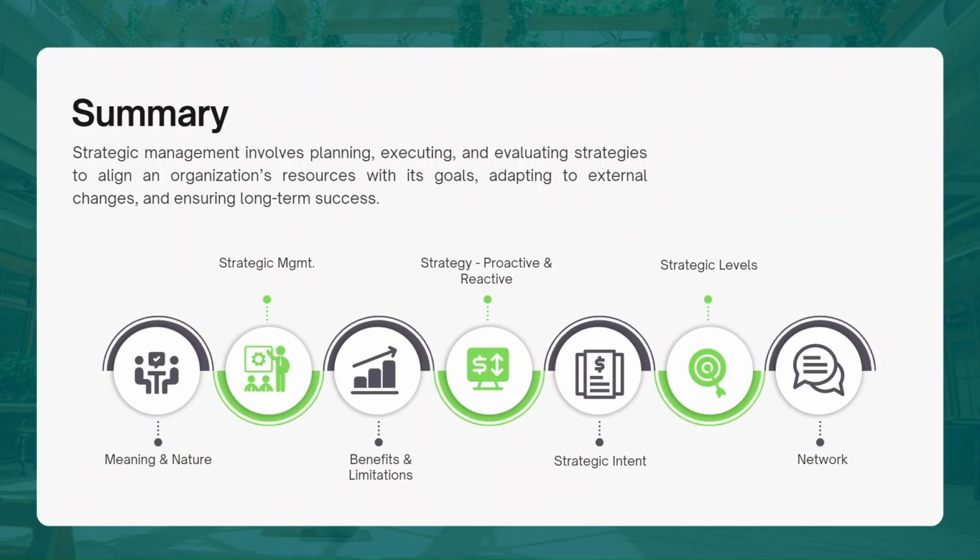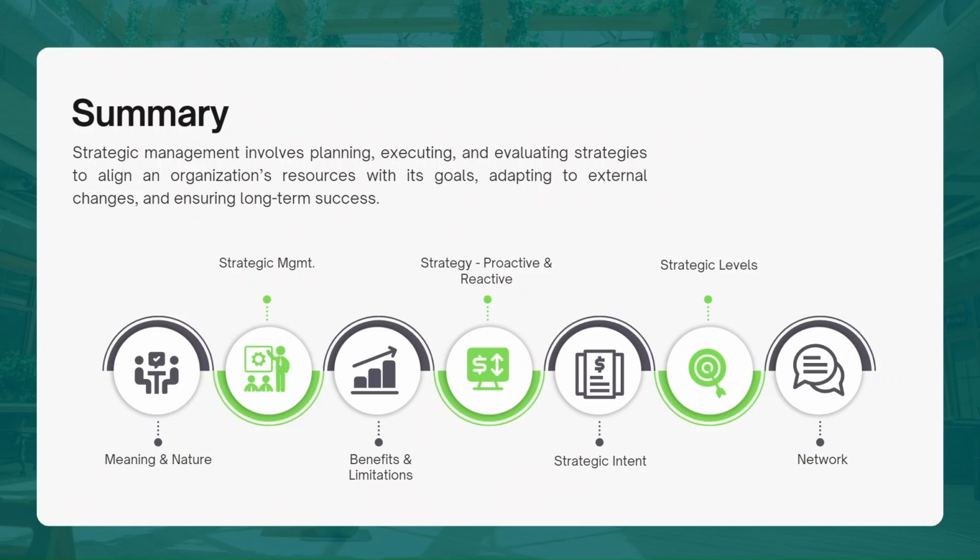So what we studied in this chapter: strategic management involves planning, executing, and evaluating strategies to align the organization's resources with its goals, adapting to the external changes, and ensuring long-term success. So it's a process of planning, execution and evaluating strategies to align with the organization's resources available, the money that I have, the human resources, with its goals, and adapting to the external changes that are affecting, and ensuring the long-term growth of the organization. So this is all strategic management, guys. It's an idea, it's a planning, it's a process that helps the organization to grow.